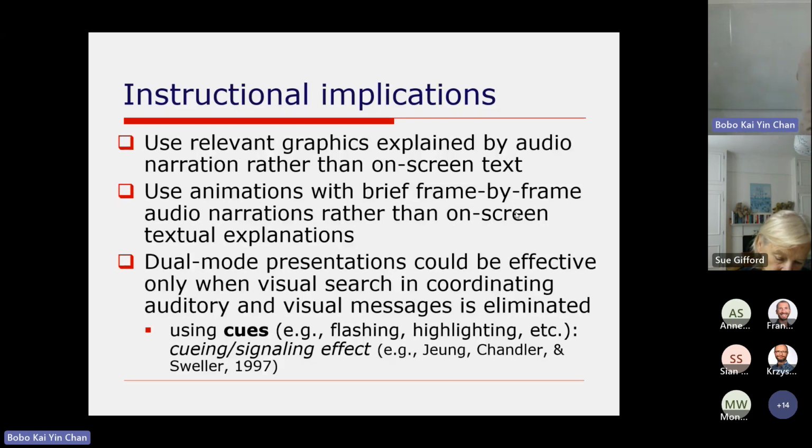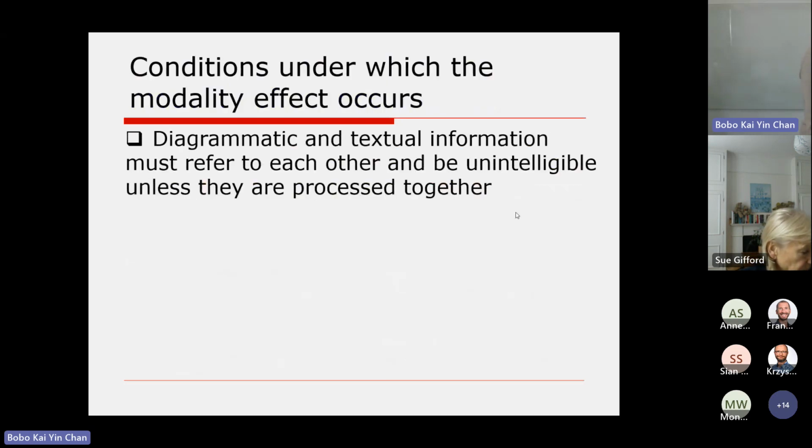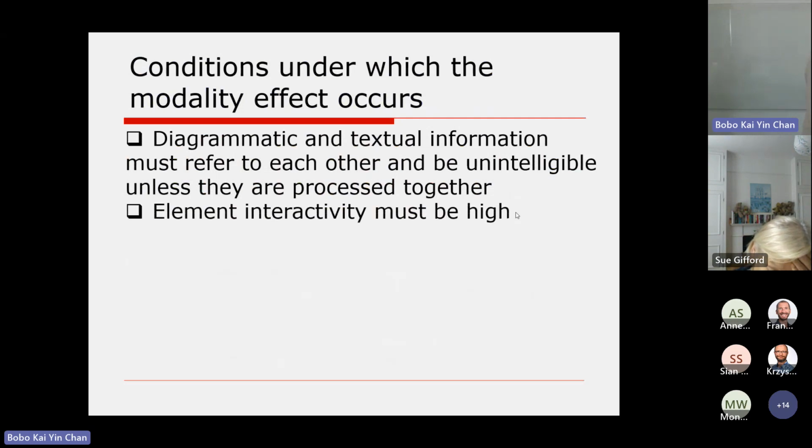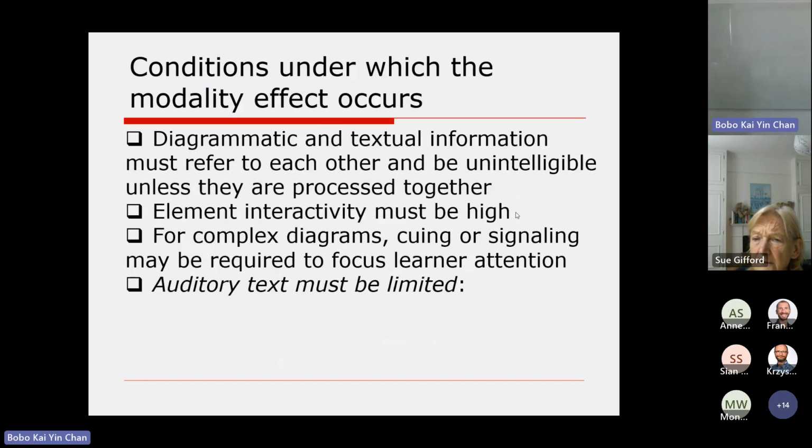That's important for this modality effectiveness. Again, those two sources should be unintelligible without each other. That's an important point. Element interactivity must be high, so that should be a relatively complex task. When it's a simple task, then it doesn't matter which technique you are using. Again, that cueing is essential, or signaling as it is sometimes called.